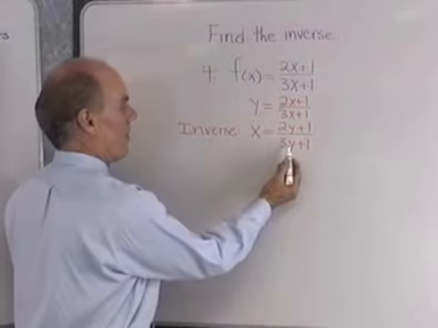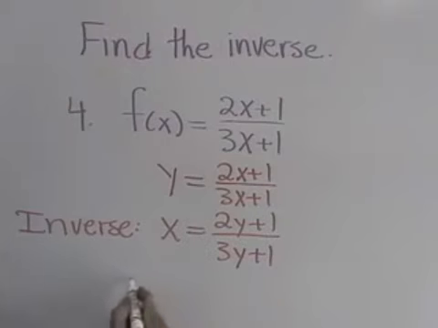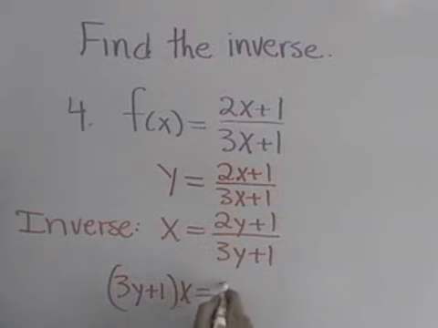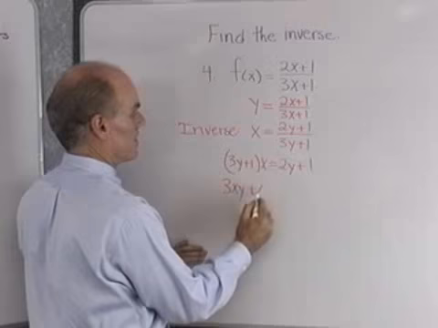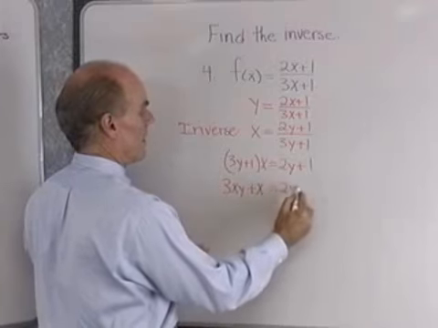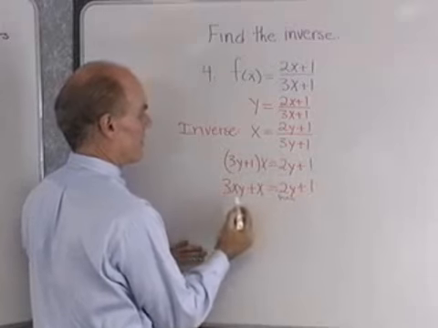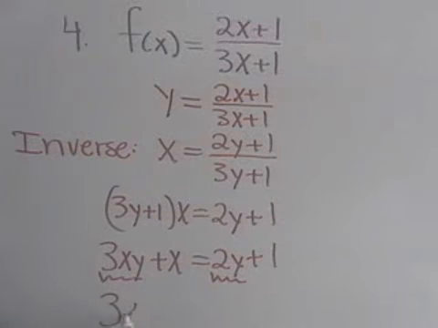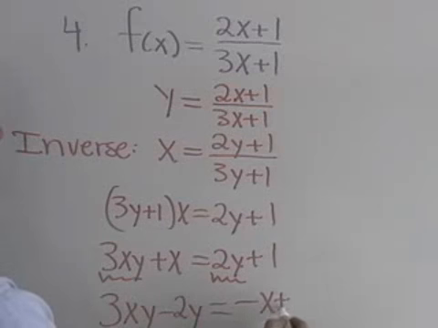Let's do that. I'll multiply both sides by 3y plus 1. I get (3y plus 1) times x is equal to 2y plus 1. Now let's multiply this out: 3xy plus x is equal to 2y plus 1. I'll put my y terms on one side: 3xy minus 2y is equal to, and I'll add negative x to both sides, negative x plus 1. So I've collected all my y terms here and all the terms without y over here.